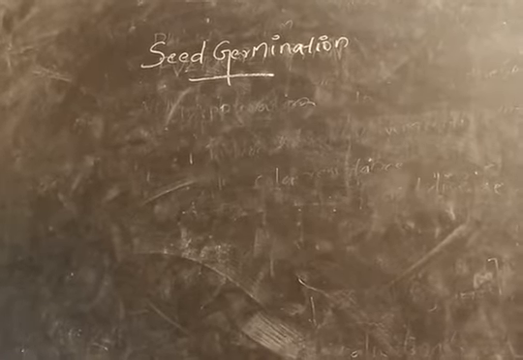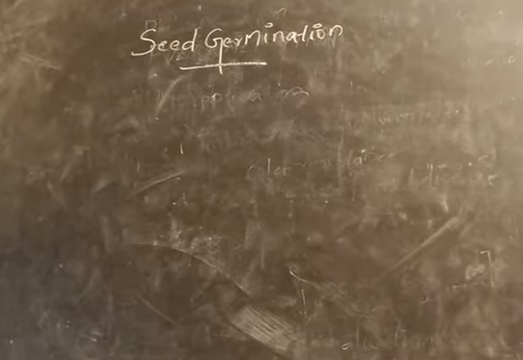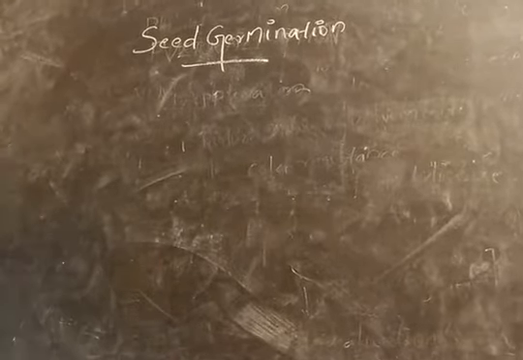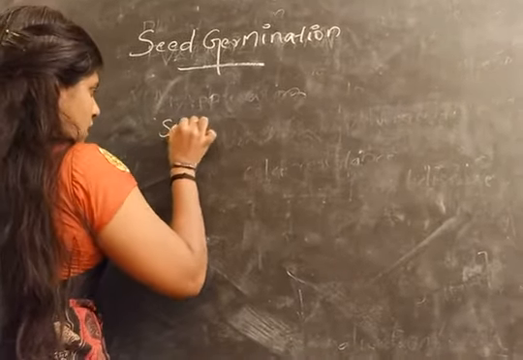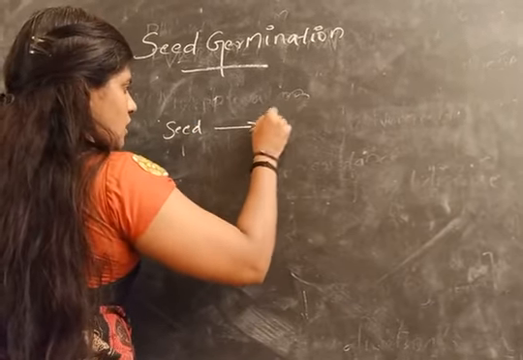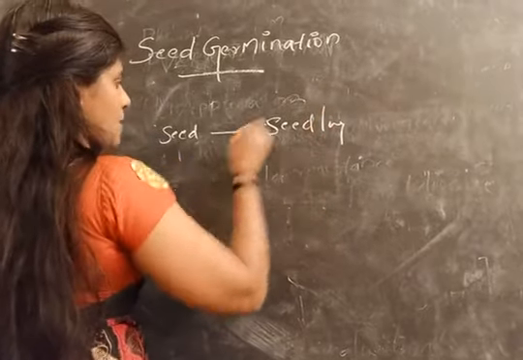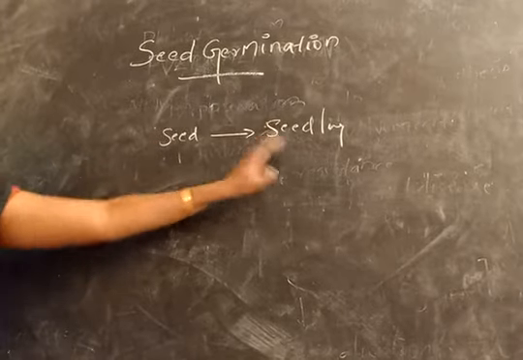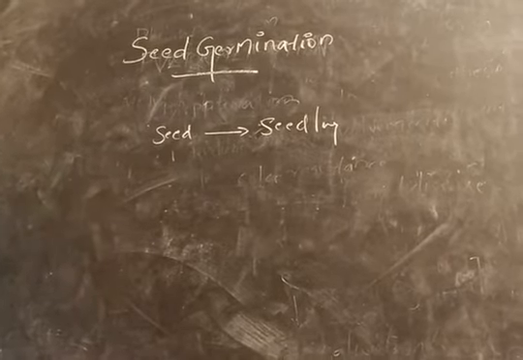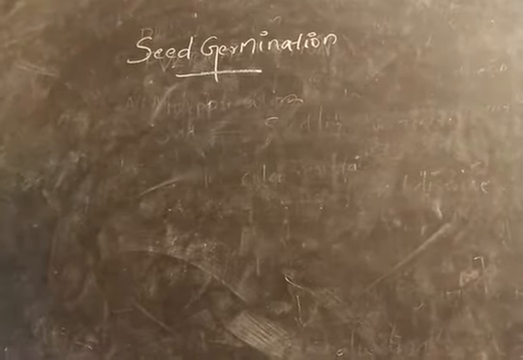Seed germination is nothing but the activation and growth of embryo from seed into seedlings during favorable conditions. The activation and growth of embryo from seed to seedling under favorable condition is called seed germination. Seed germination is of two methods. I think you all are familiar with these methods.